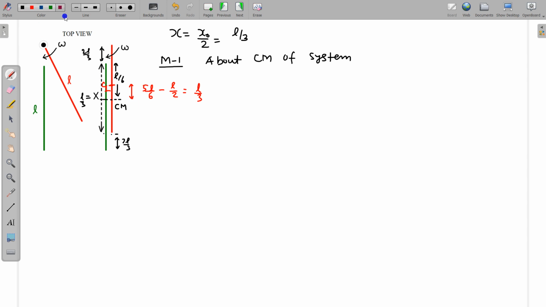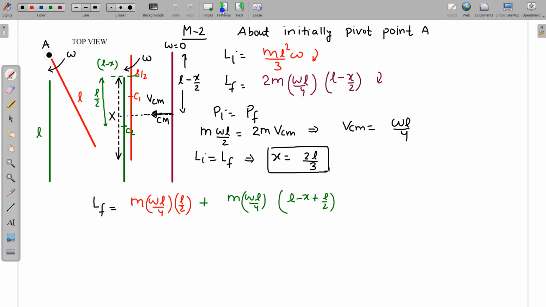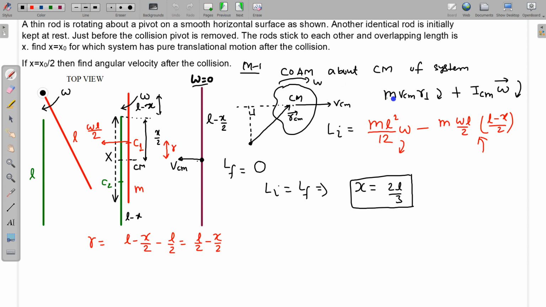So now finally the rod has both kinds of motion here. The rod has omega and the rod has linear velocity both in this particular situation. So about the center of mass of the system, I am going to write. What is L initial? L initial I have already written in the previous solution. So I can borrow this from here.